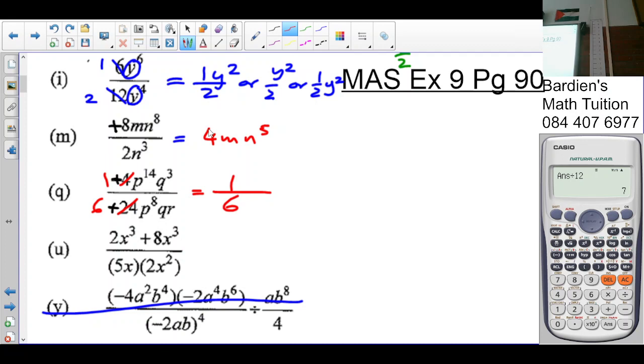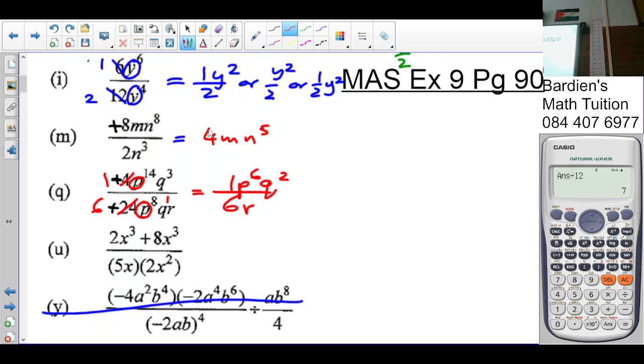P to the power 4. Remember that there's a P and there's a P. So it will be P to the 14 minus 8, which is 6. Q to the power 2, because that's the 1 on the R, on the Q. Is there any R's on top? No. So it stays at the bottom.